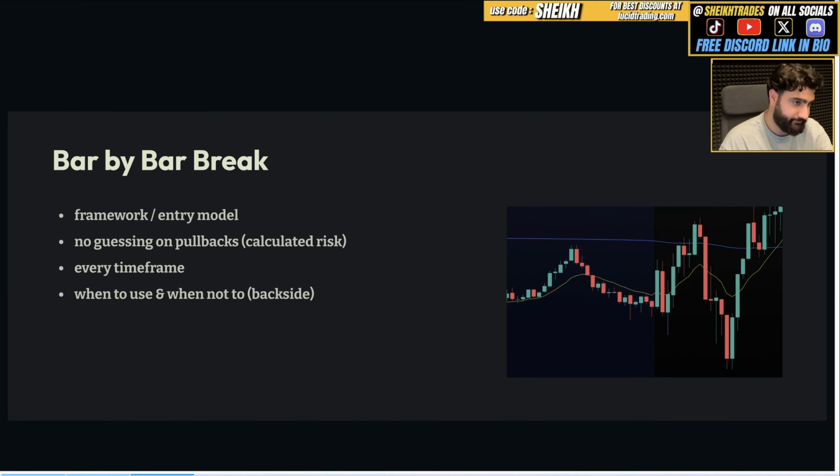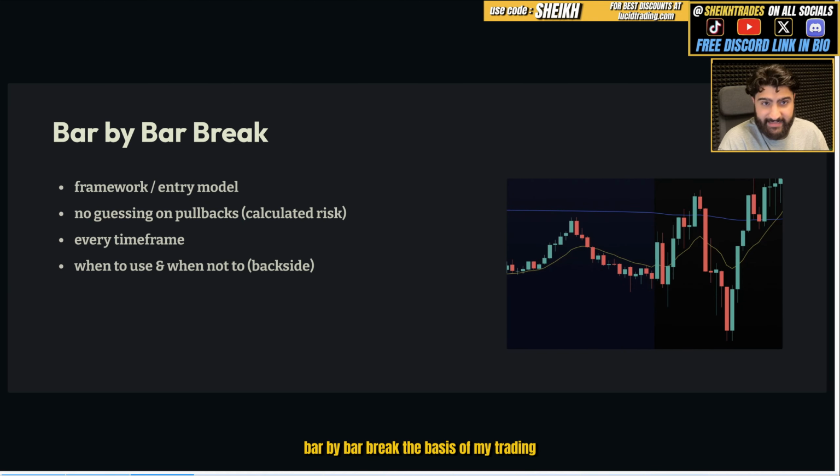But yeah, bar by bar break, the basis of my trading, the essentials of my trading, the foundation of my trading. I have a lot of threads about it on Twitter. I have a lot of YouTube videos about it as well. So bar by bar break, framework, entry model, no guessing on pullbacks, calculated risk. Bear that in mind. It's applicable on every time frame, when to use and when not to use. So the framework or entry model that I have is a bar by bar break.